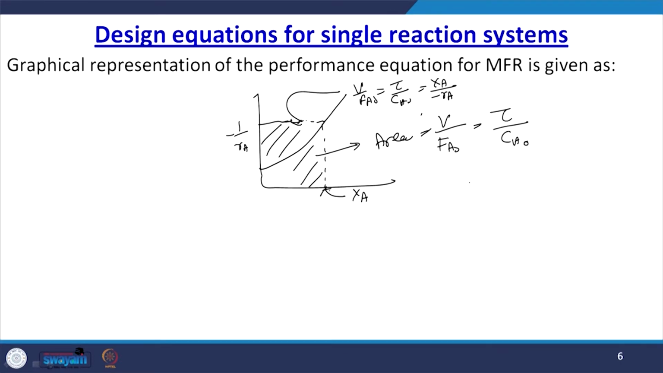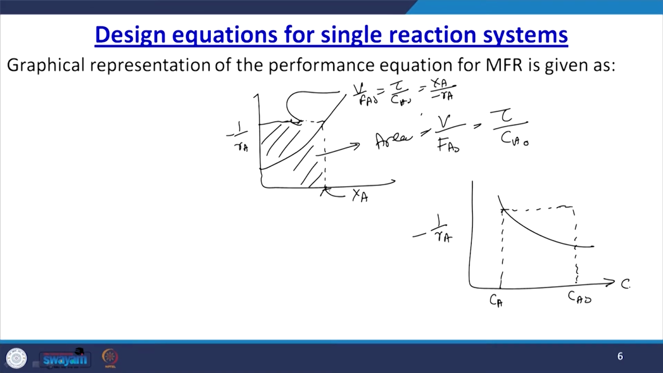Now another approach is like this, with respect to the concentration. Here, this area, tau is equal to V CA naught upon FA naught, or sometimes referred to as tau is equal to V upon nu, equal to CA naught minus CA upon minus RA. So this is the basic approach for the graphical representation of the mixed flow reactor.